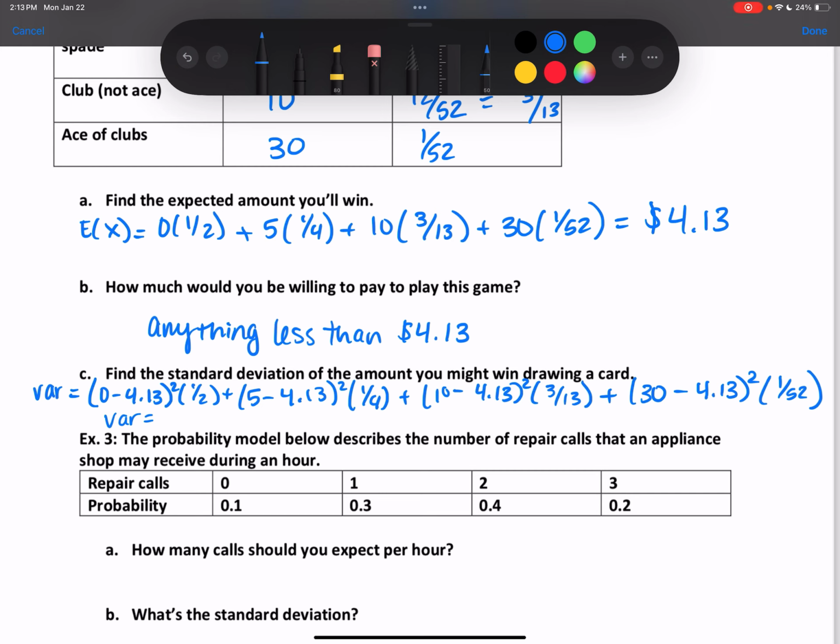Okay, I think I put it in right, and I got $29.54. All right, so then the standard deviation is the square root of that. $5.44. So there's a standard deviation of $5.44.